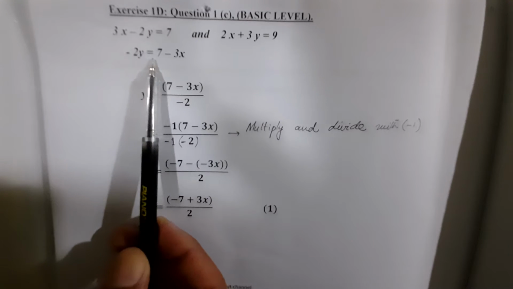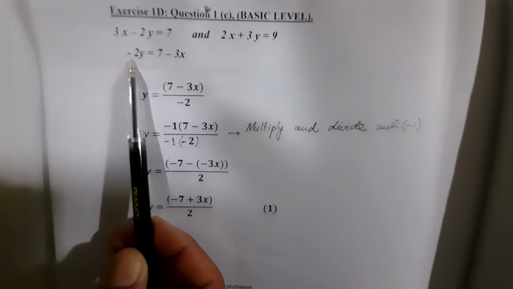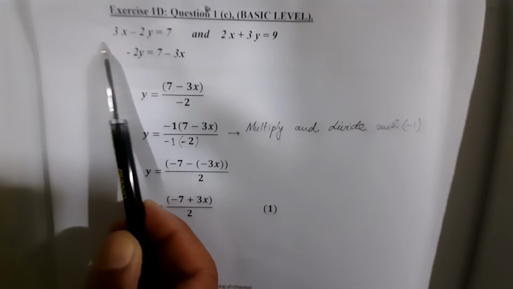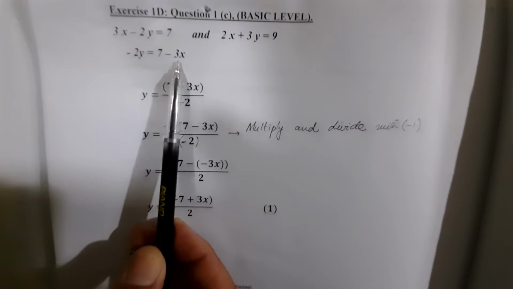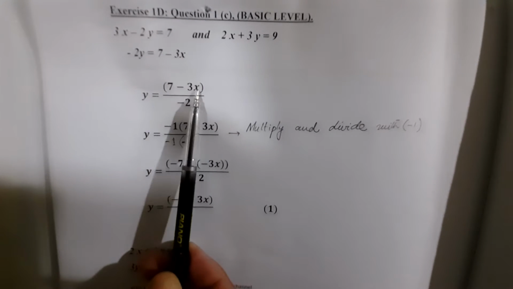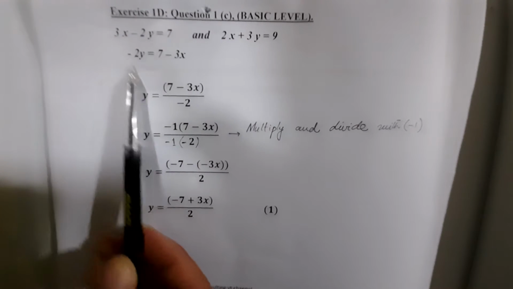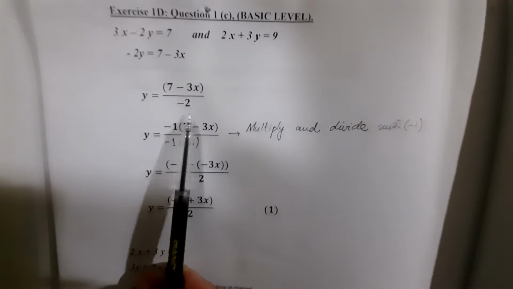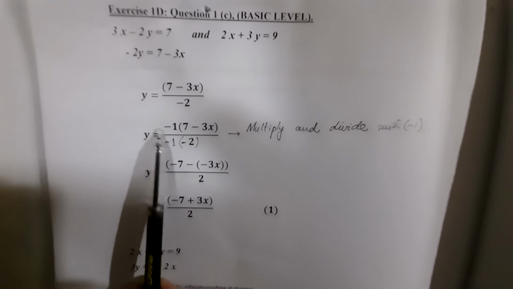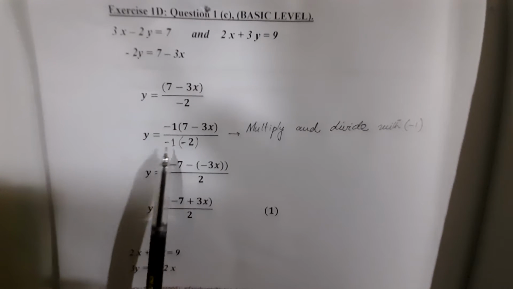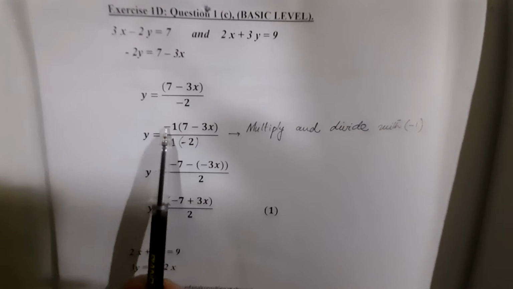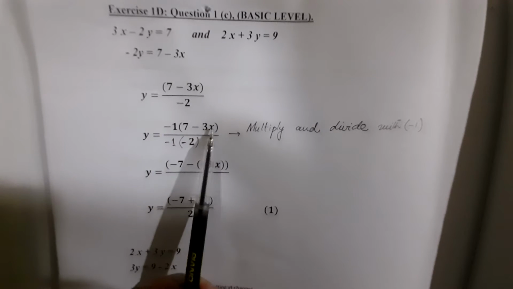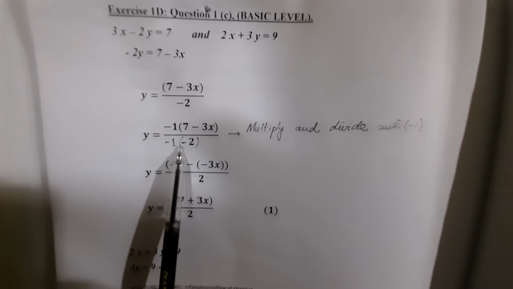Minus 2y is equal to 7 minus 3x. We will be taking plus 3x to the right hand side of the equals sign, it will become minus 3x. So y is equal to 7 minus 3x, and now we will be taking minus 2 in the denominator. Now we will be multiplying and dividing the numerator and denominator by minus 1. So minus 1 multiplied by 7 minus 3x, and minus 1 multiplied by minus 2.